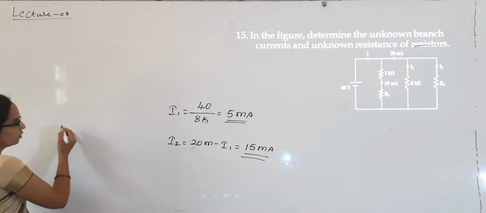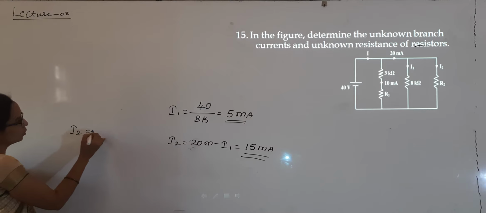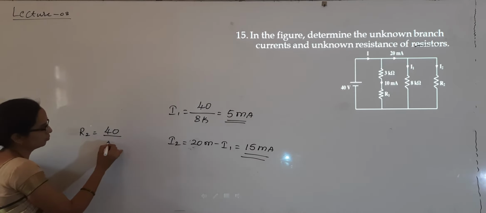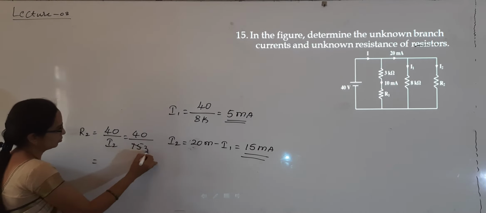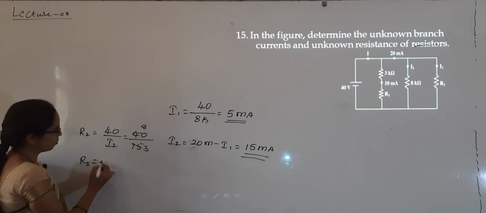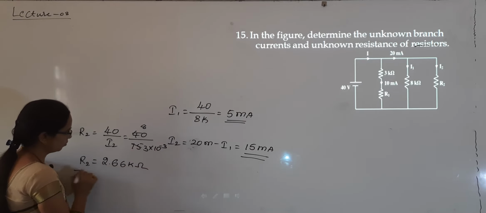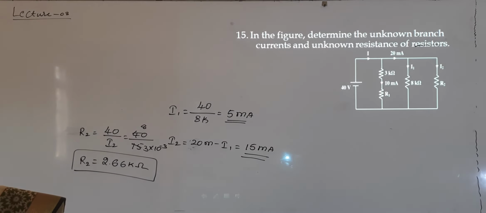So whatever the formula I had put at that time, R2 is equal to 40 divided by I2, 40 divided by 15, R2 is equal to 2.66 kilo ohm. R2 is 2.66 kilo ohm.